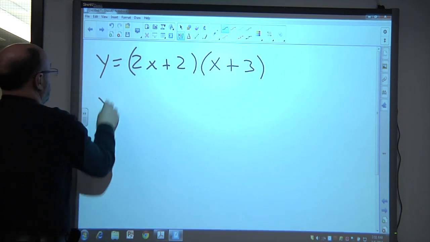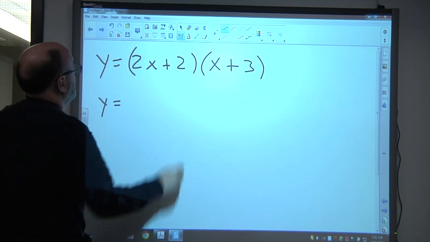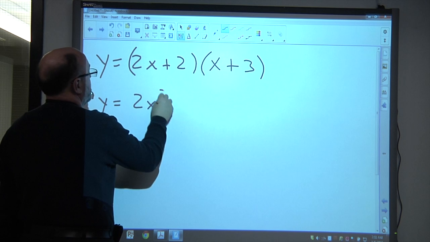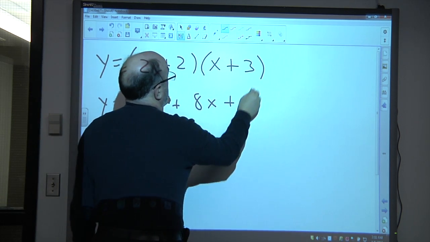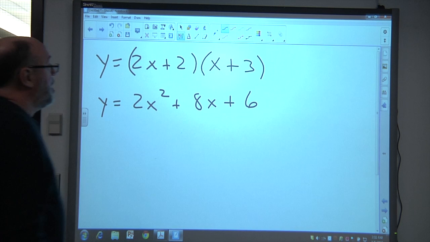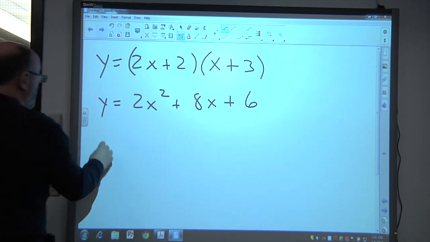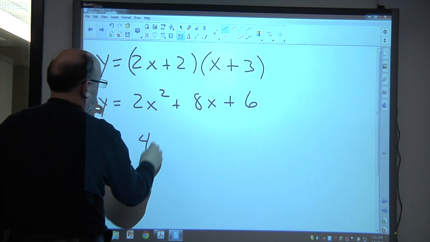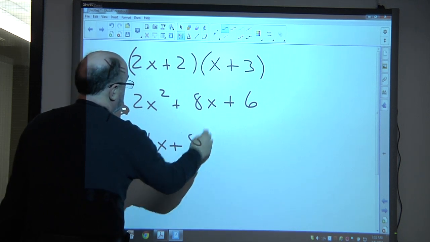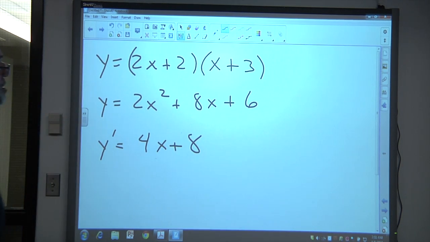So let's do that. If I multiply this out, you would end up with 2x squared plus 8x plus 6. And now that it's in this form, it's easy enough to find the derivative, because the derivative here is going to be 4x plus 8. So that would be my derivative.